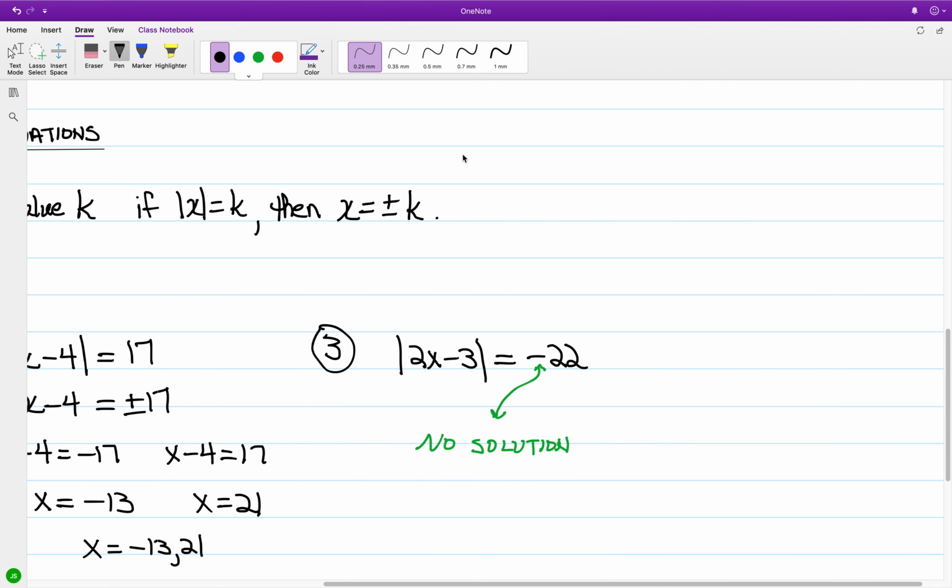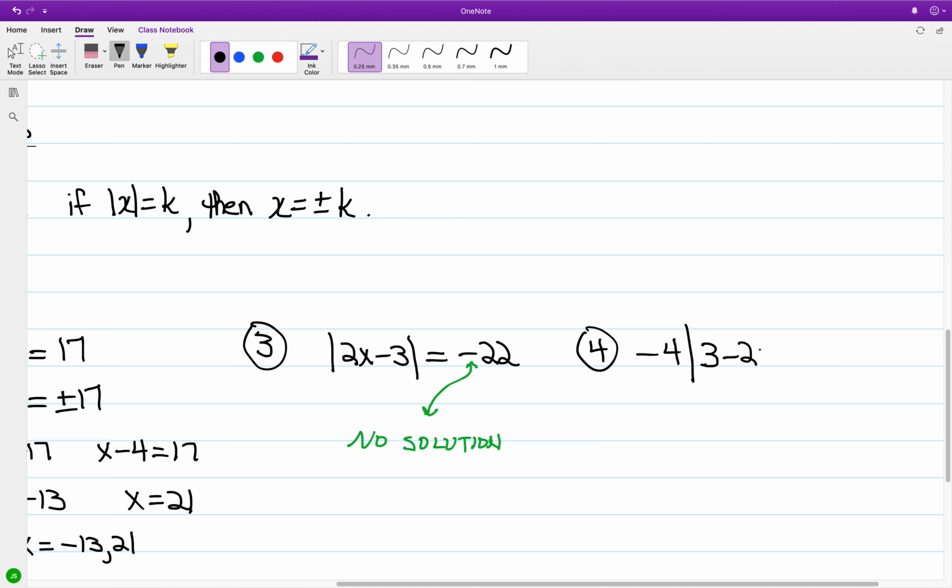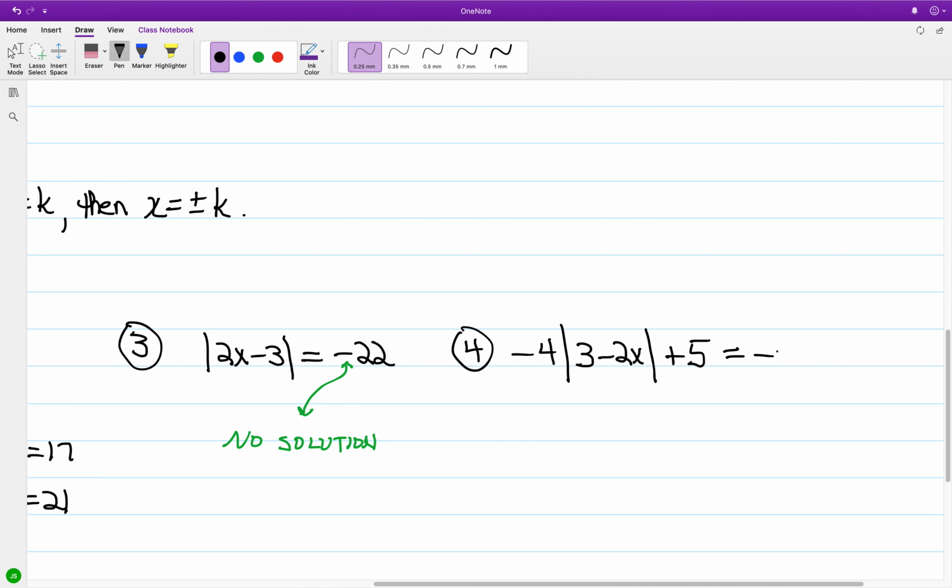Let's take as a fourth case negative 4 times the absolute value of 3 minus 2x, plus 5, is equal to negative 19. In the case of absolute value equations, the object is to isolate the absolute value term, which is 3 minus 2x. We're not going to treat the absolute value bars as parentheses, so we're not going to distribute negative 4 over 3 minus 2x.